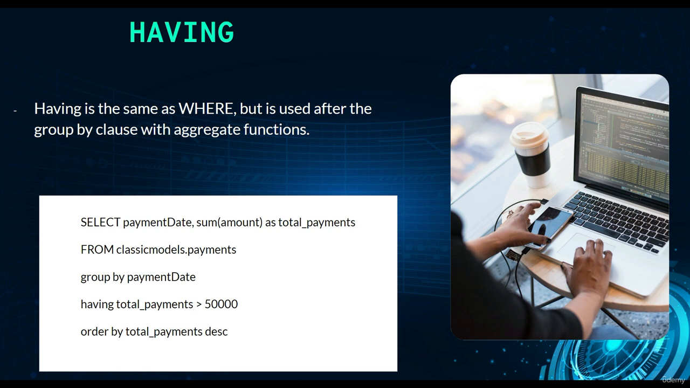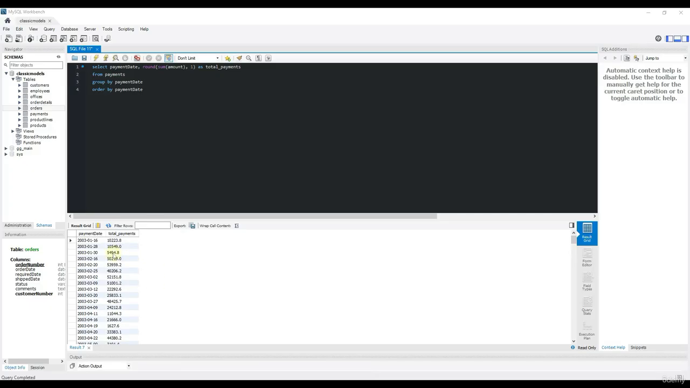Having is like a where clause, which is used for aggregate functions like sum. We can't put in where total payments is greater than 50,000, for example, because the calculation hasn't happened yet, and we must add it after the group by statement. So for this example, we will only display days which had total payments greater than 50,000. So let's run this. You can see there are some days here where there were total payments greater than 50,000 and some where there were less than 50,000.